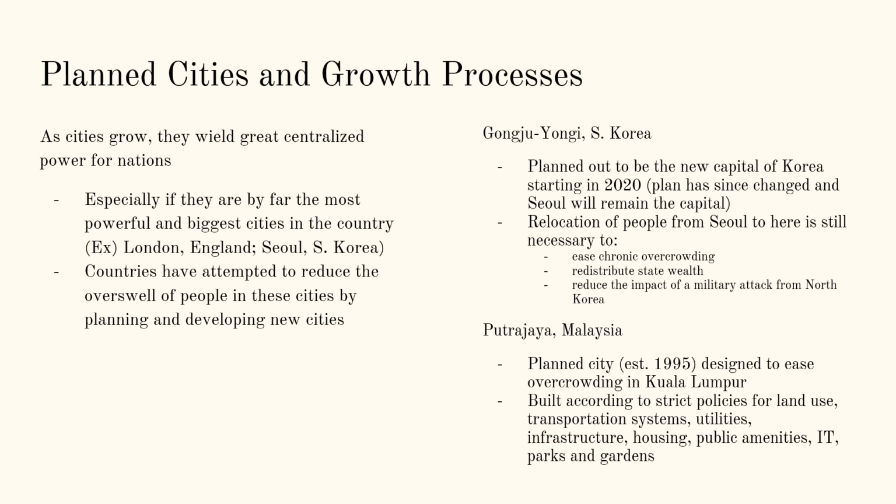So in terms of thinking about planned cities, as well as growth processes in some of these cities, we talked about planned cities the other day being a type of city where the central planning has been really thought out in order to maximize the efficiency, the sustainability, the living practices, the buildings, making sure that the city can be as successful as possible. But as cities grow, they are going to wield great centralized power for nations. And because of that centralized power, you have to have a lot of centralized planning in order to make sure it's as successful as possible, like I said.